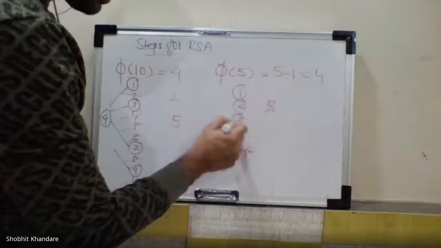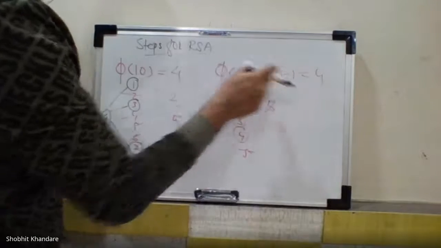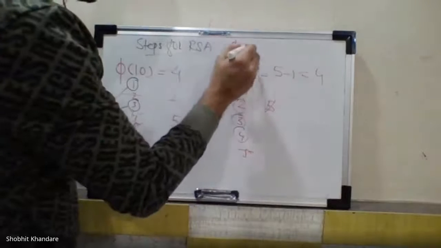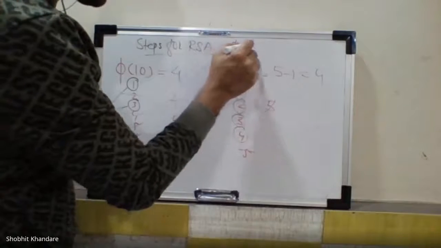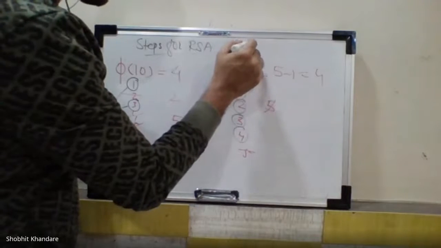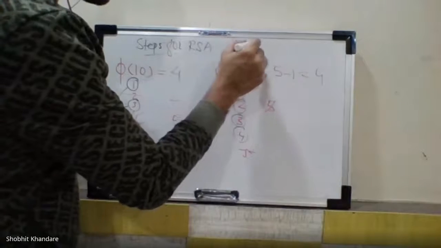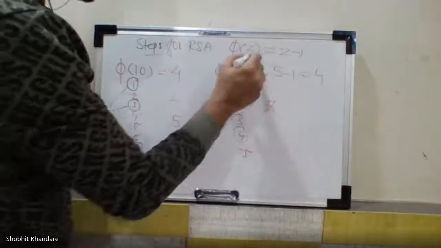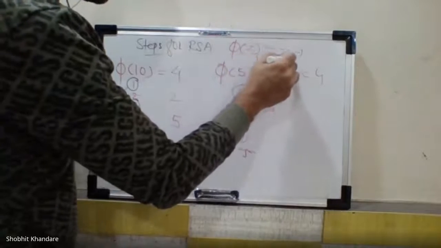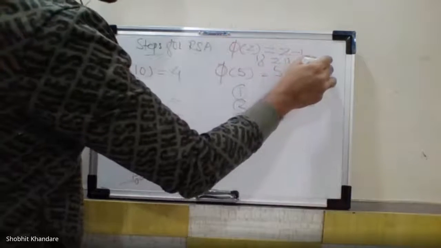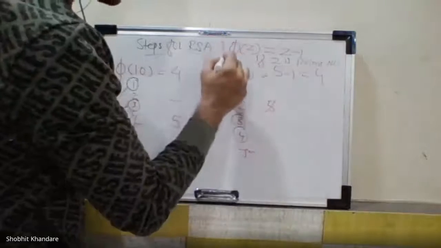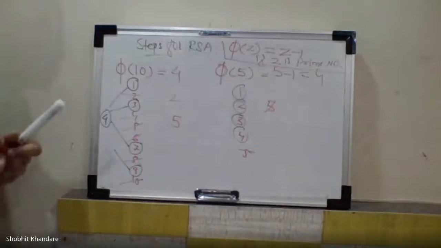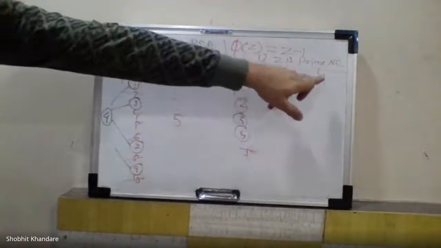So this direct formula is nothing but, if I write phi of z is equal to z minus 1 if z is a prime number. So directly I can write this: phi of z is equal to z minus 1 if z is a prime number.